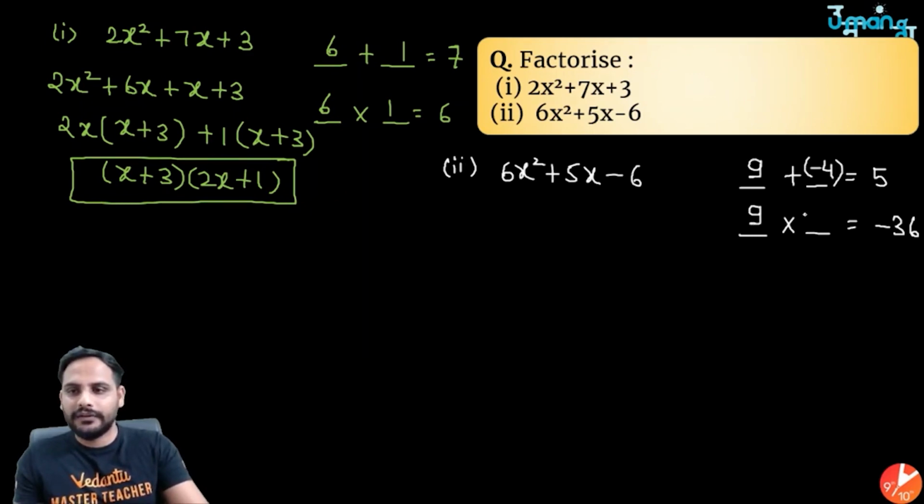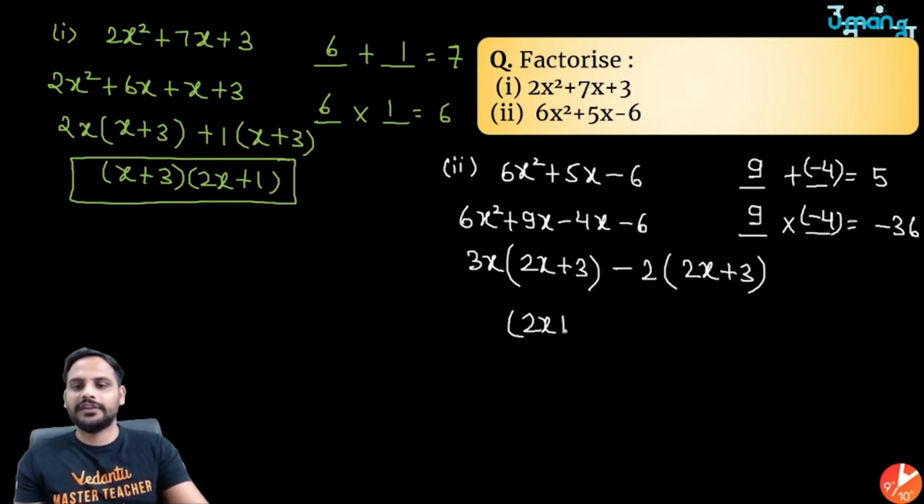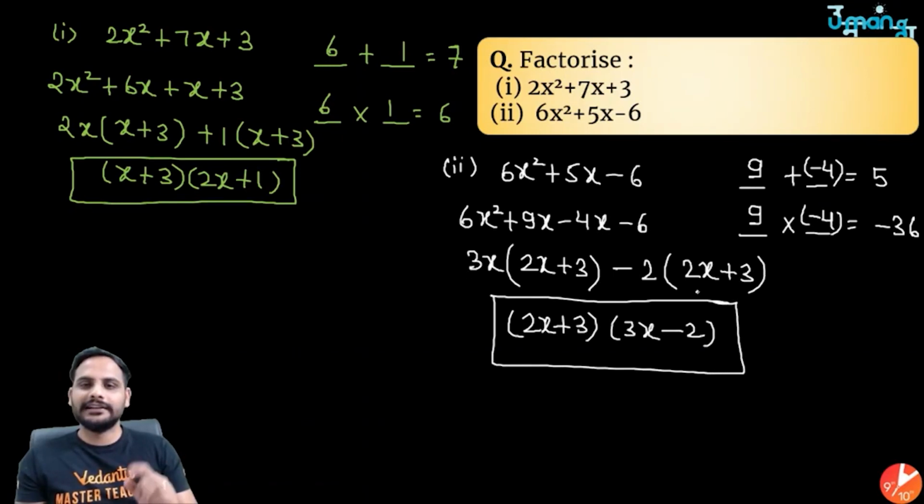Here also 9 and minus 4. 9 minus 4, addition will give 5. 9 into minus 4 will give me minus 36. So 6x square plus 9x minus 4x minus 6. Take common. By 6 and 9, 3 can be taken common and I can take x common. So I am left with 2x plus 3. Here take minus 2 common. You are left with 2x plus 3. Now take 2x plus 3 common. So here you are left with 3x and here you are left with minus 2. Factorization done. Right?